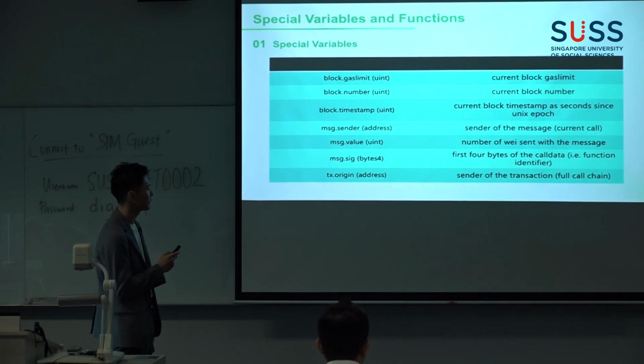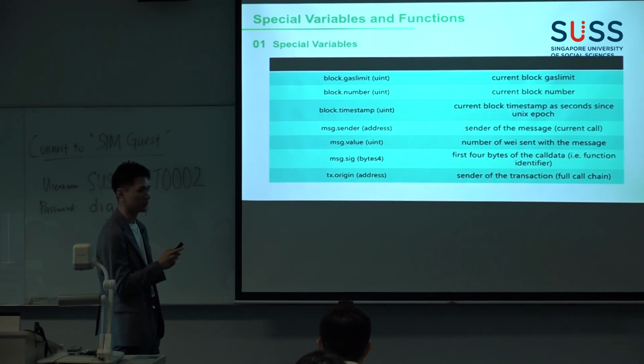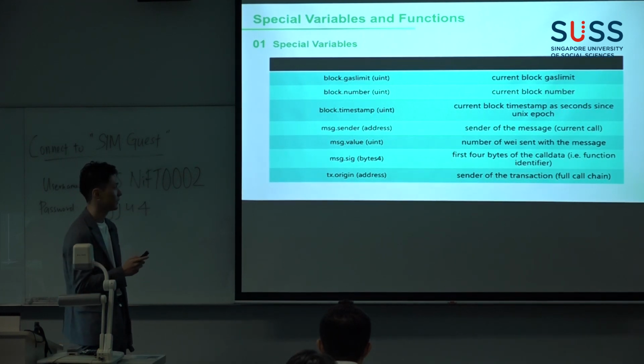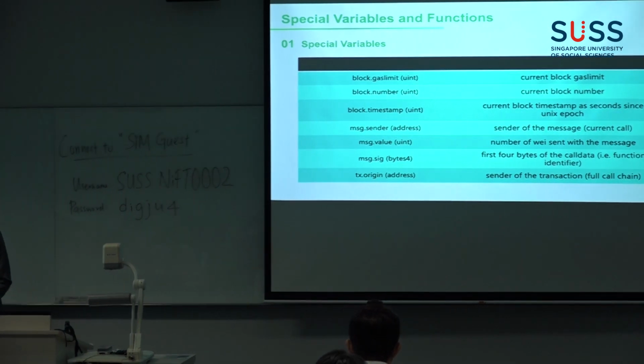Message.sig is 4 bytes of data, the first 4 bytes of call data. It is the function identifier. The function identifier is actually the keccak256 hash of the function with its parameters, and we just take the first 4 bytes of call data. So for example, if you are reading transactions on Etherscan, and you see an unknown function that has these 4 bytes put as unknown, I can show you quick ways to look it up on online databases.